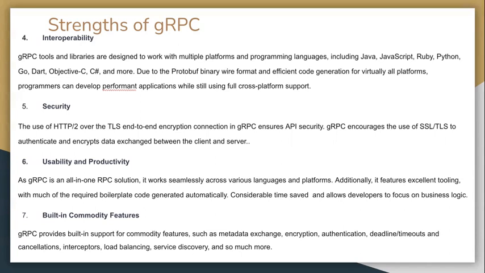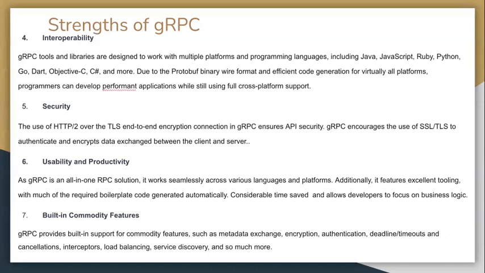Next is built-in commodity features. gRPC provides built-in support for commodity features such as metadata exchange, encryption, authentication, deadlines, timeouts, cancellation, interceptors, load balancing and service discovery. All of this becomes essential. The metadata exchange helps us determine the various API configurations and options which are available. Next is encryption. It allows secure encryption. It's all totally encrypted, so it increases the security.